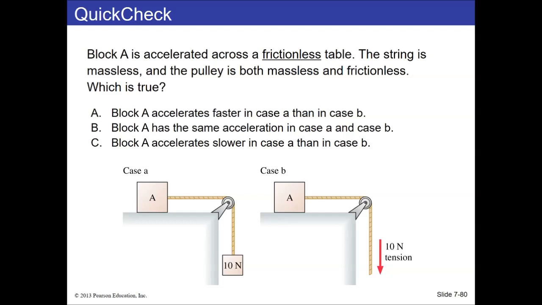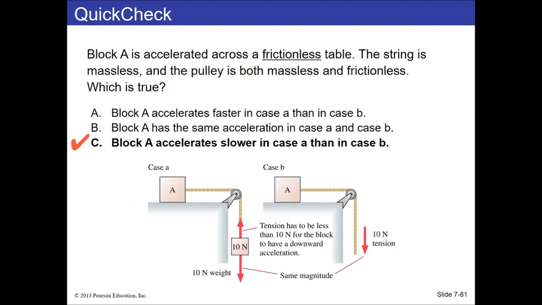All right, so we have a similar situation here. We have a block that's being hung, with a weight of 10 newtons. And then the situation on the right is very similar, except the block is not there. Instead, there's something that's producing a 10 Newton tension going down, and we want to determine what's going on with the situation. So think about this really hard. You may want to pause the video to ponder this for a bit, but here the answer is going to be C. Block A is going to accelerate slower in case A than in case B.